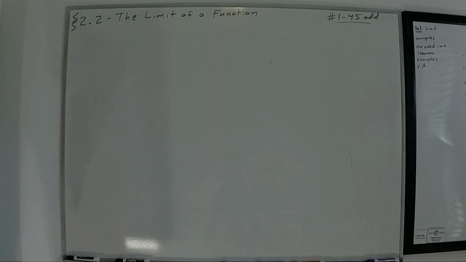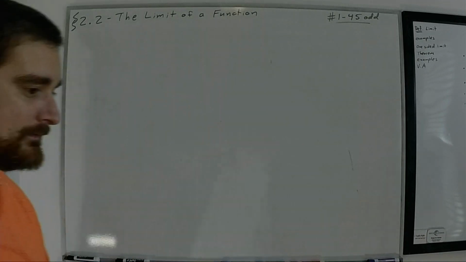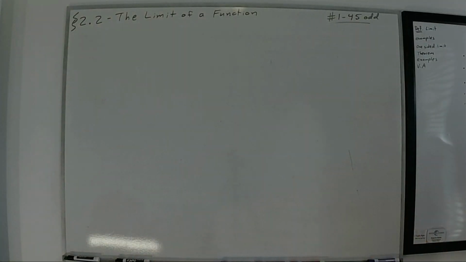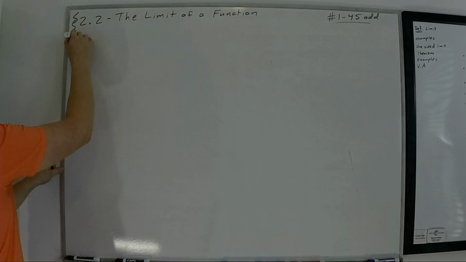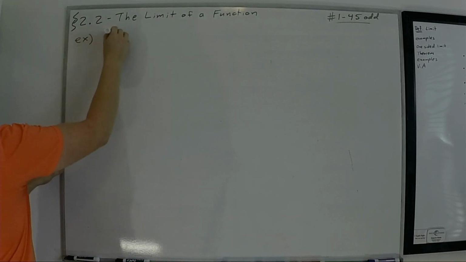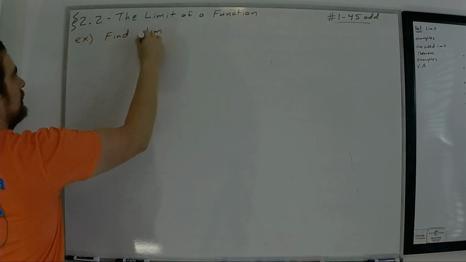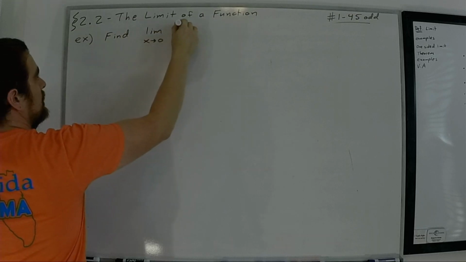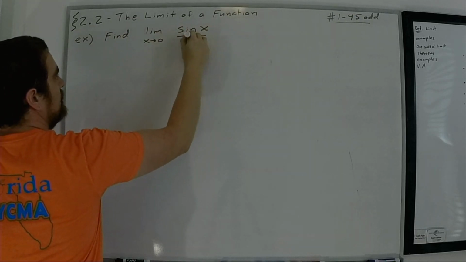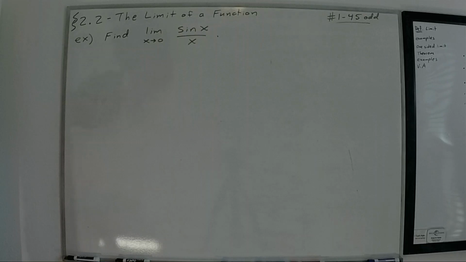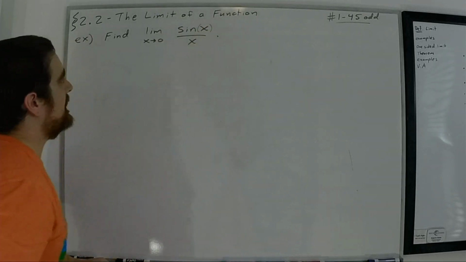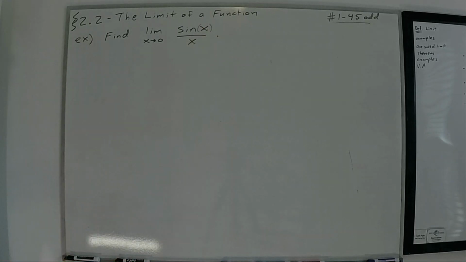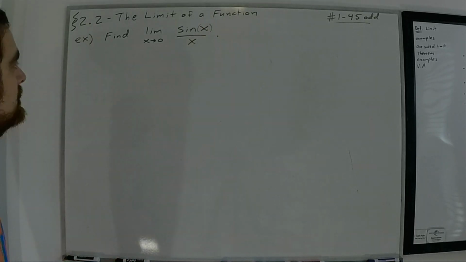Okay, let's take a look at another one. This one I want to steal right from the book, and it is essentially the limit as x goes to 0 of sine of x over x. There's that trig. And this is not "sinks", this is sine of x. That's our function. Well, sine of x divided by x is our function.